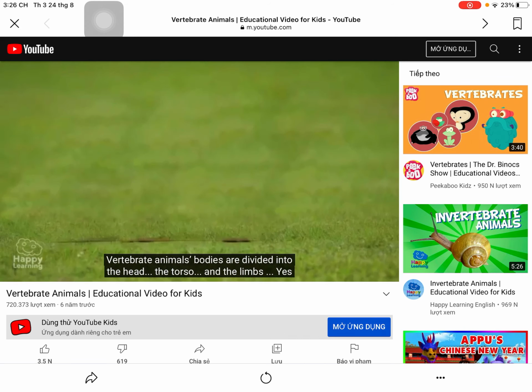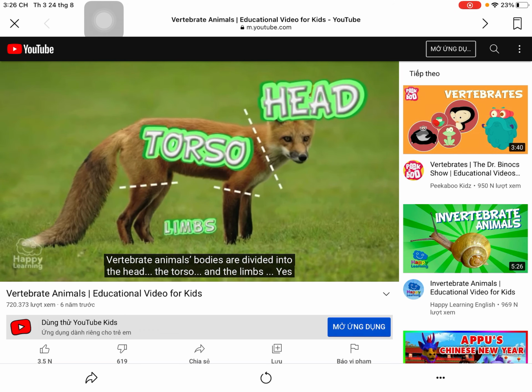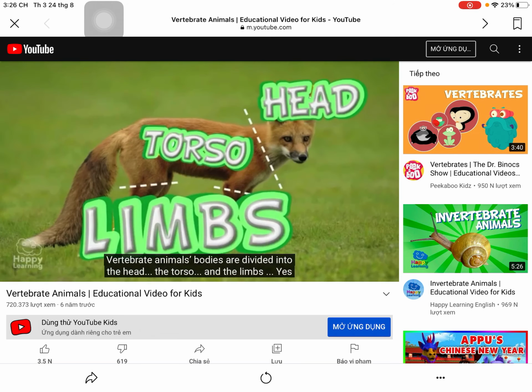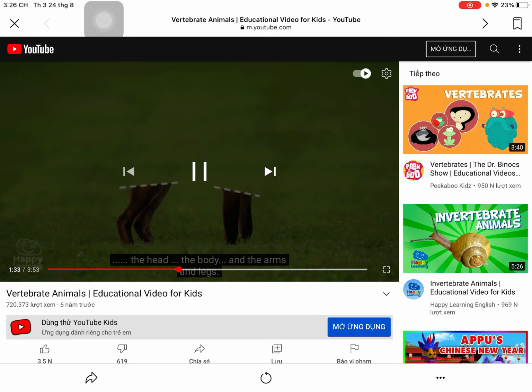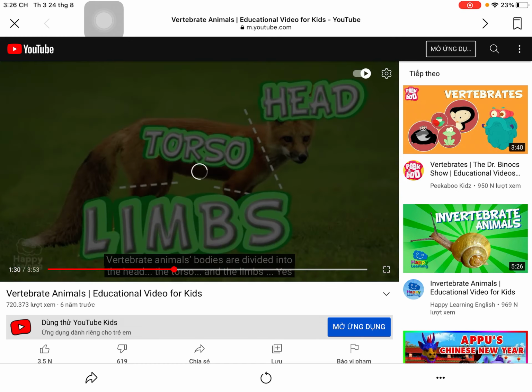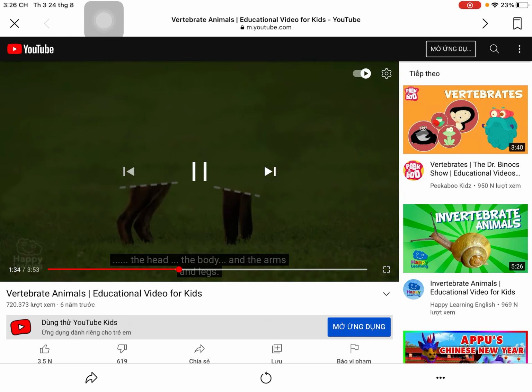Vertebrate animals' bodies are divided into the head, the torso, and the limbs. The head, the body, and the arms and legs.